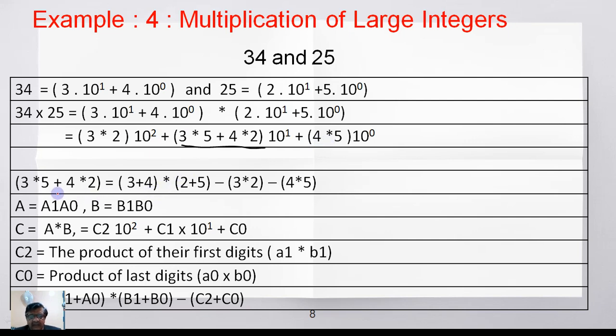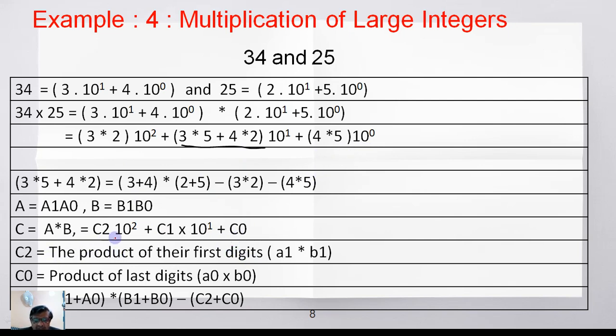In order to formalize this particular example, this large integer multiplication, we will take a notation. Let the first number be represented as a1 and a0. Here a1 is 3 and a0 is 4, and in case of b, it is b1 and b0. b1 is 2 and b0 is 5. If we say c equal to a into b, it would also mean c2 into 10 square, where c2 is this one, plus c1 into 10 to the power of 1, where c1 is this one, plus c0, which is this one.